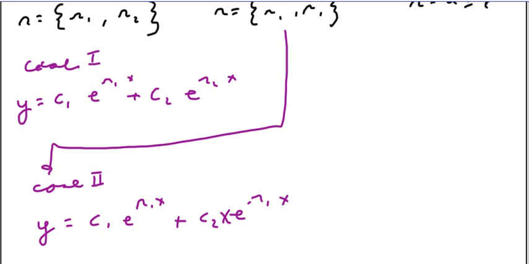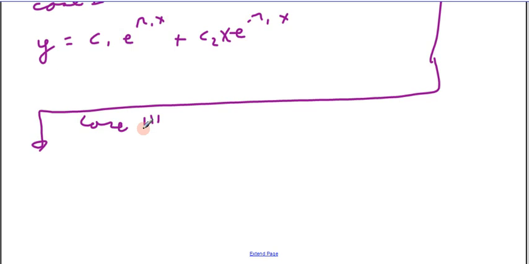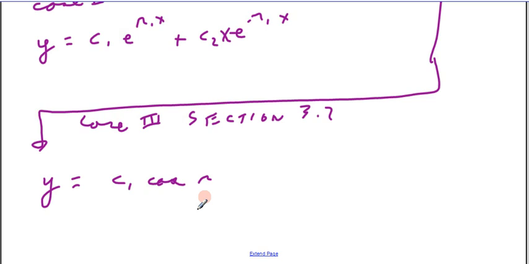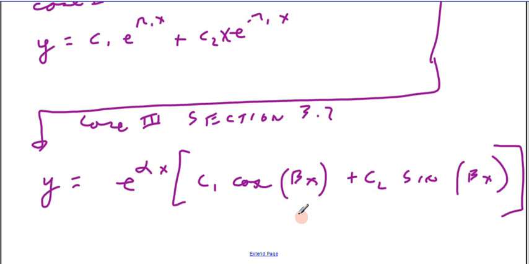And in case three, which we don't get to until the next section, section 3.2, y is going to be e to the alpha x times C1 cosine beta x plus C2 sine beta x. Now, why do we put the cosine first and the sine second when we know the sine always happens first and the derivative of the sine is a cosine? Why do we do that? Well, we're going alphabetical order, so cosine followed by sine. Just one of those weird things, I guess.